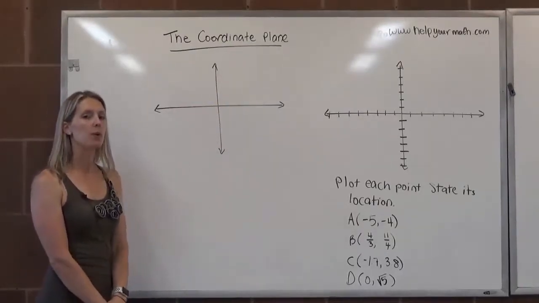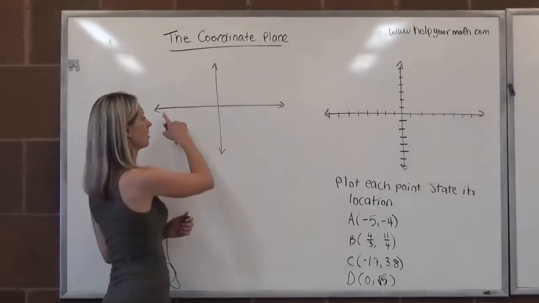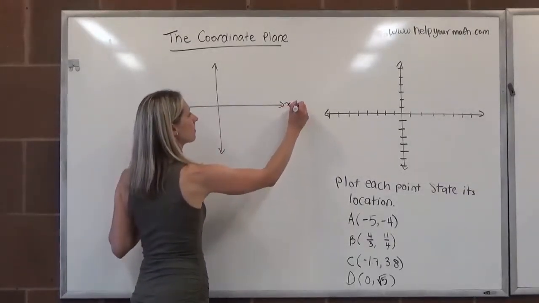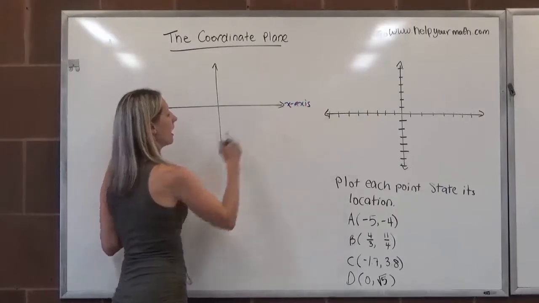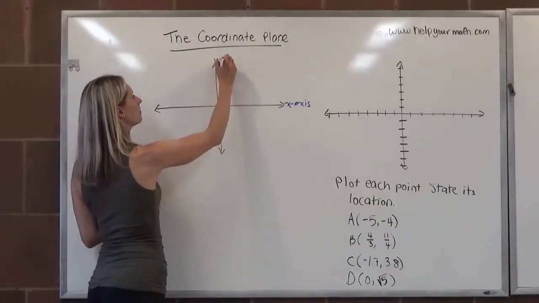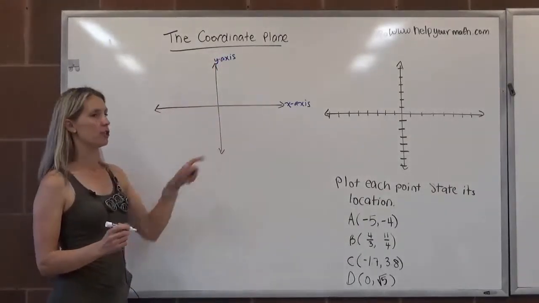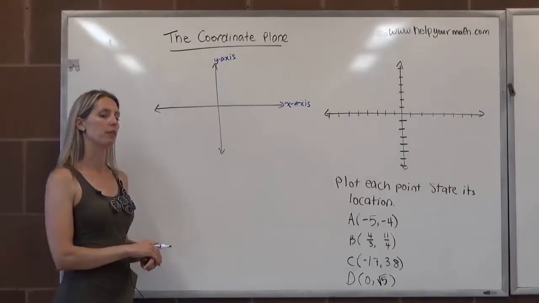horizontal line. The horizontal line, that's this one going across, that one's called the x-axis. So this whole thing is called the x-axis. And the vertical line is called the y-axis. And as you can see, they split the plane up into four regions. We call those four regions cleverly quadrants.